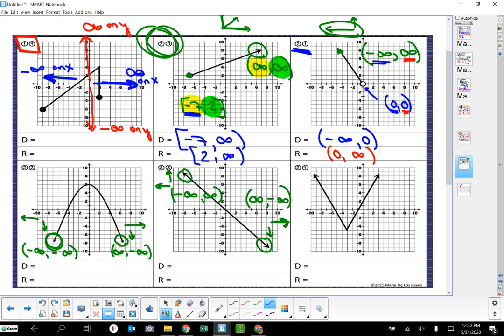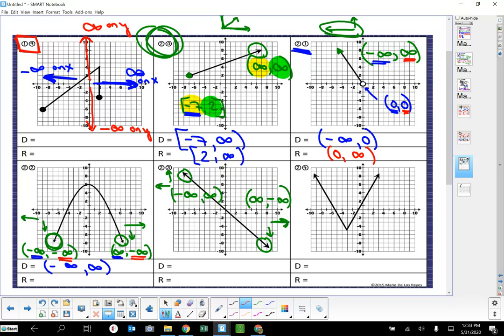So I already labeled the points for 22 and 23. If you look at your x values for your domain, negative infinity, positive infinity. Well, negative infinity is always less than positive infinity, and infinities are always in parentheses. Your range, negative infinity to negative infinity.